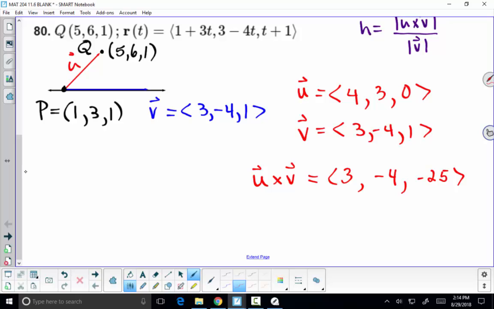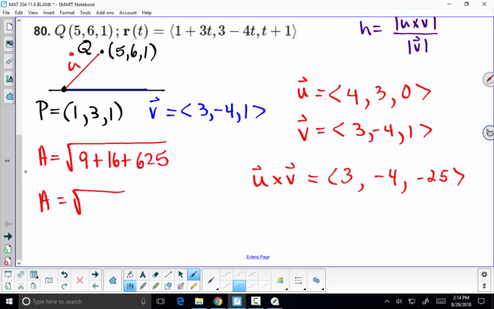So for the area of the parallelogram, we take the magnitude of that vector. The magnitude of that vector will give us the area of the parallelogram. So that's going to be the square root of 9 plus 16 plus 625. So the area will be the square root of 650, which is 5 square root 26.